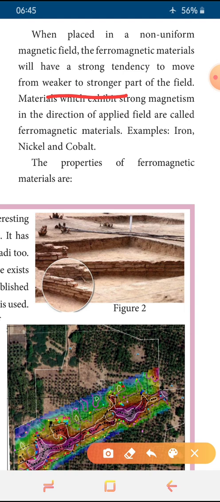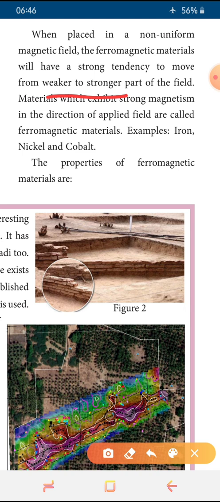Under a strong magnetic field, these materials have a tendency to move from the weaker to the stronger part of the field, and the material which exhibits magnetization in the direction of the applied field is called a ferromagnetic material. Examples of ferromagnetic materials are iron, nickel and cobalt.